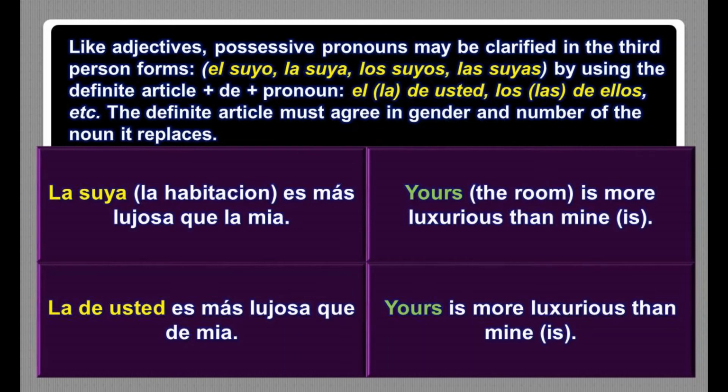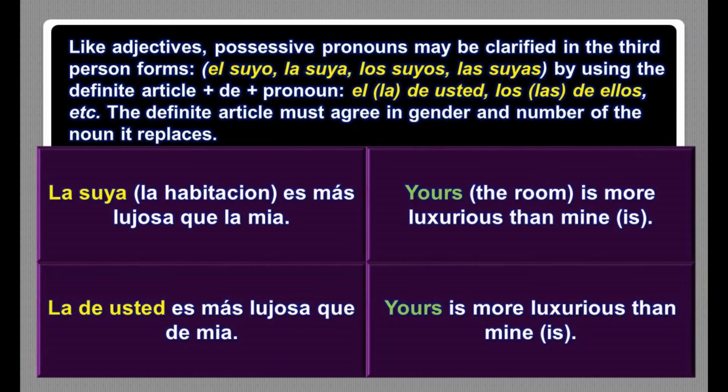Like adjectives, possessive pronouns may be clarified in the third person form, such as el suyo, la suya, los suyos, las suyas, by using the definite article plus de plus pronoun, that is el o la de usted, los o las de ellos, etc. The definite article must agree in gender and in number with the noun it replaces.